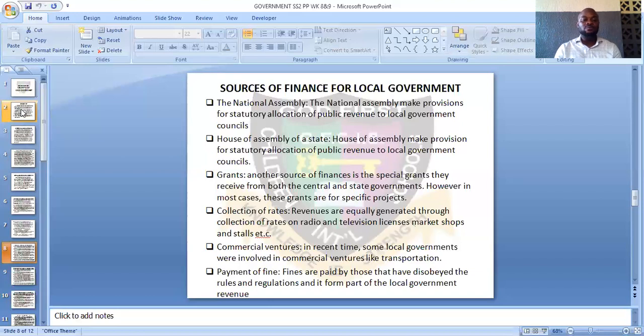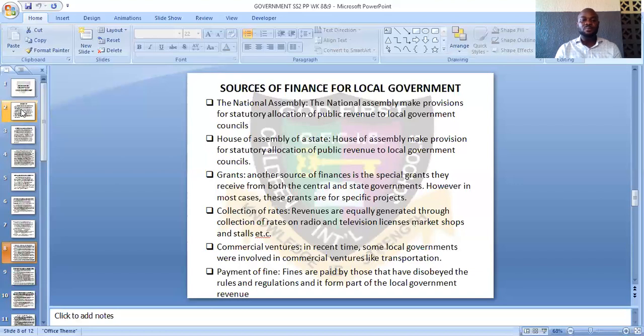Another source is commercial ventures. Some local governments are involved in commercial ventures like transportation. That is, they might have buses or cars or bikes, which people ride for them, and from there they make money also.